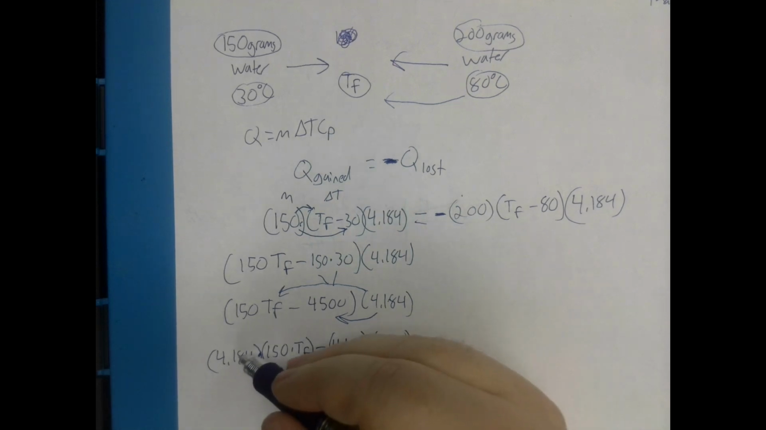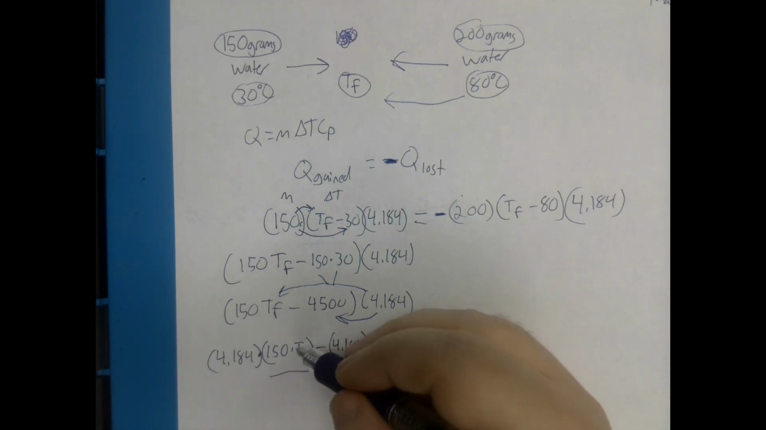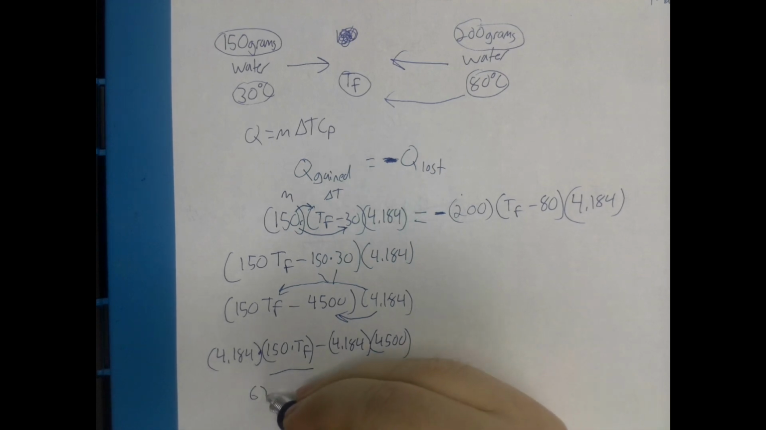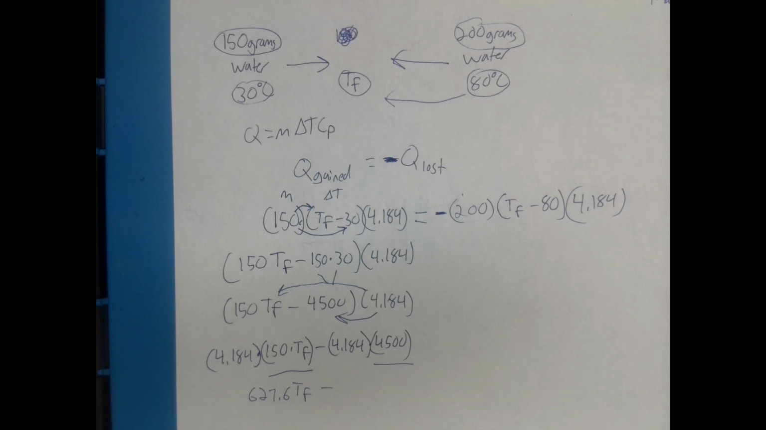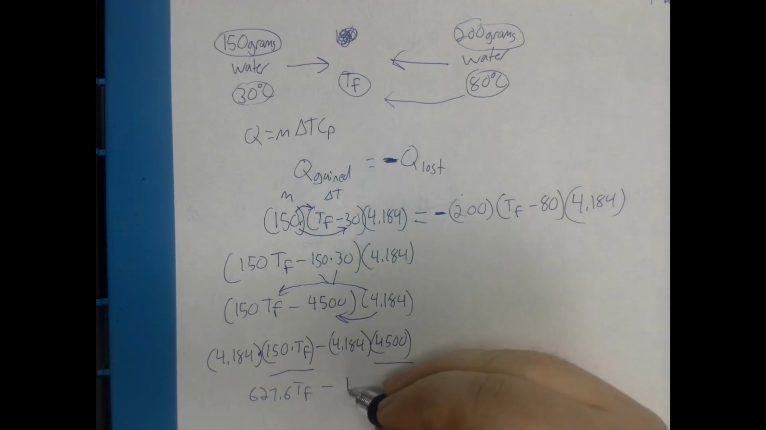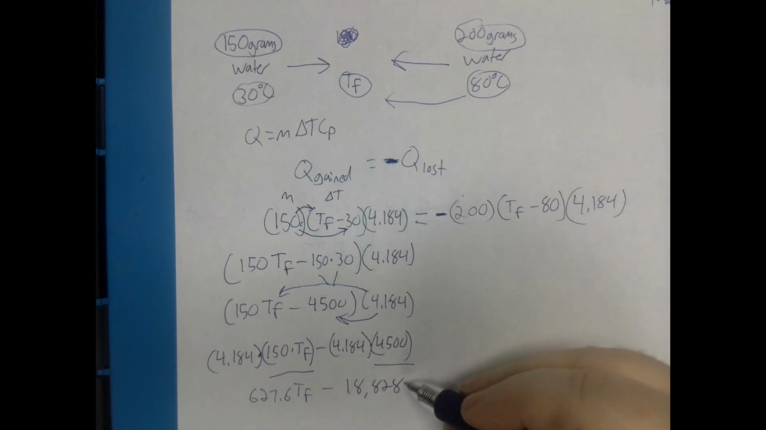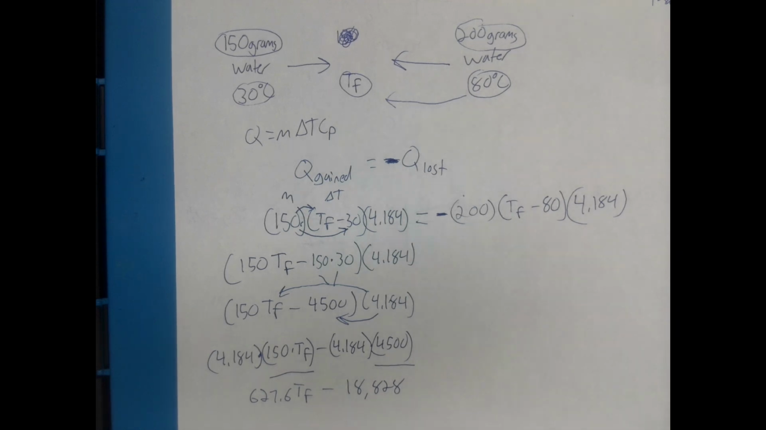So now I have 4.184 times 150 times TF. I can simplify that down. That would be 627.6 TF. And then I can simplify this down. And then that's the left side.